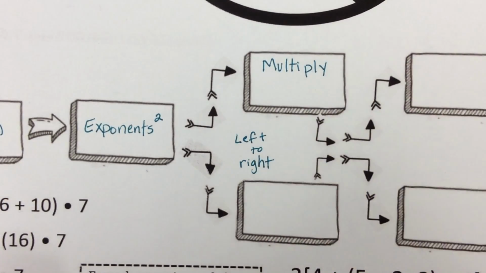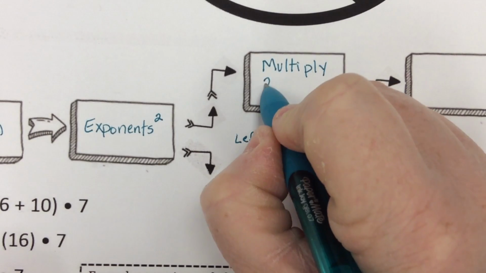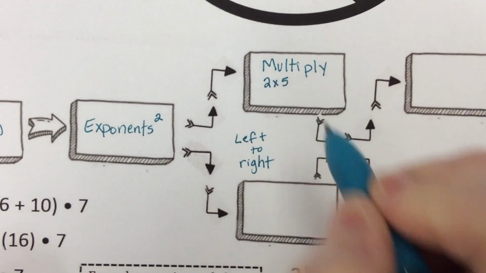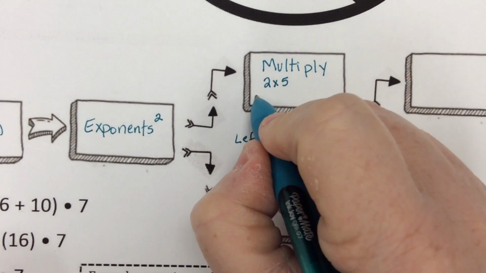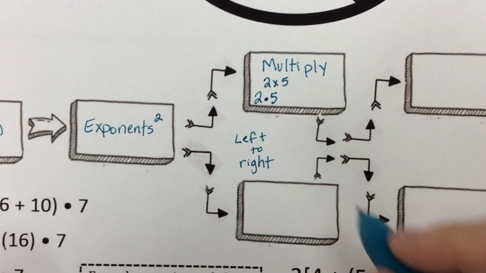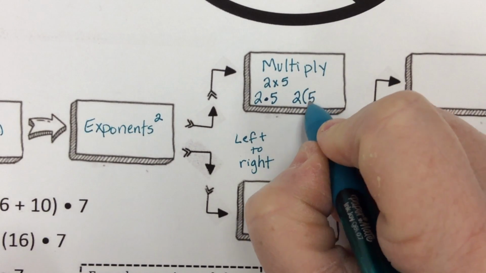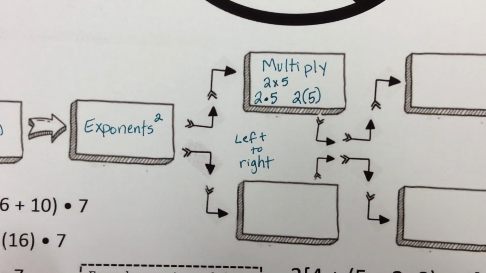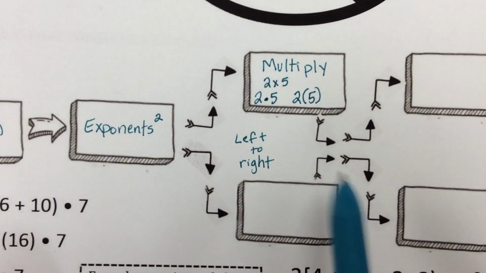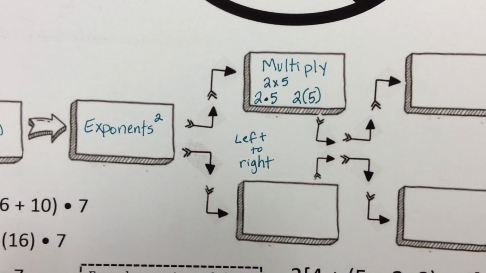Now, there are more than a couple of ways to show multiplication. We could say 2 times 5. We could say 2 with a dot and a 5. That means multiplication. But also, if I have a number smushed up against the parentheses, that also means that they are multiplied. That means that 2 is multiplied by whatever is inside there, okay?